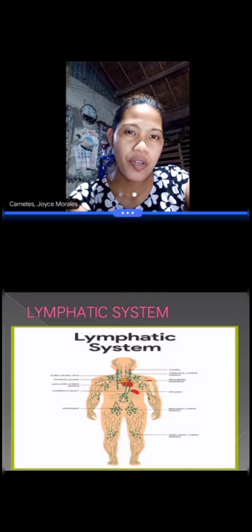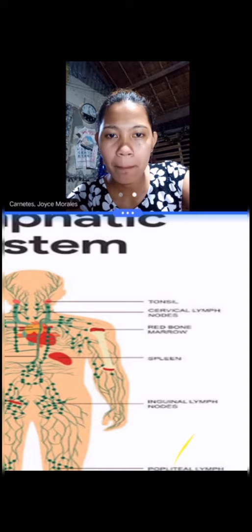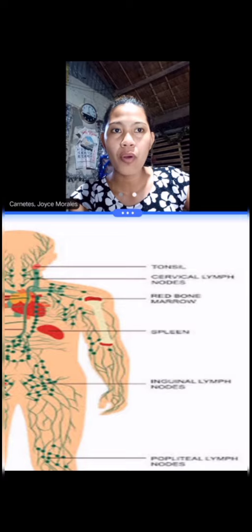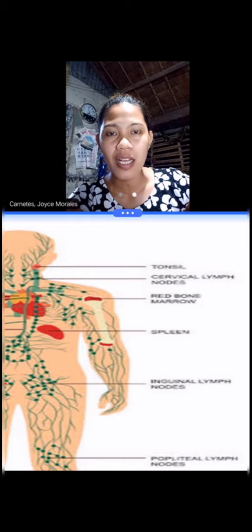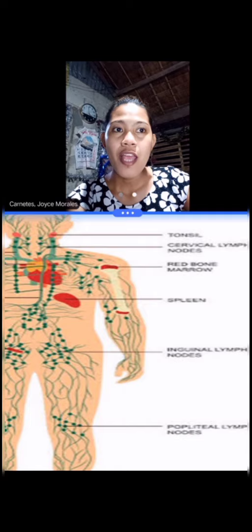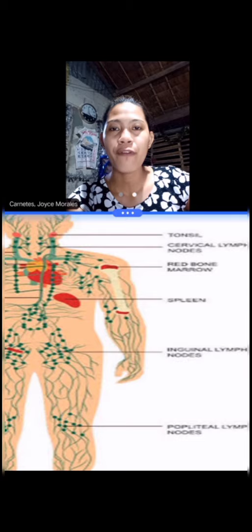First is the tonsil. The tonsils are the body's first line of defense against foreign invaders. Next is the red bone marrow or the bone marrow. It is responsible for the production of white blood cells, red blood cells, and platelets. And next is the spleen. The spleen filters and stores blood, as well as produces white blood cells that fight against infection or diseases.